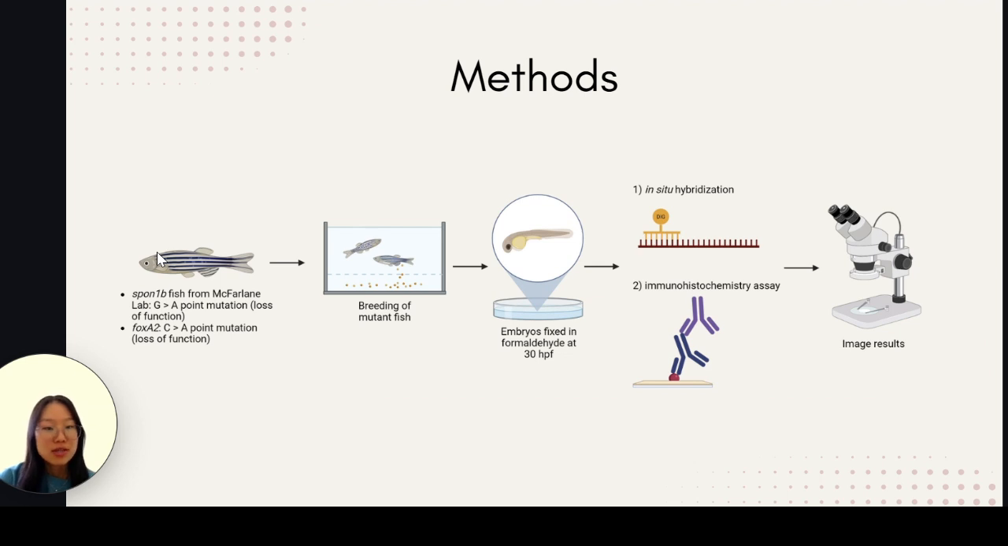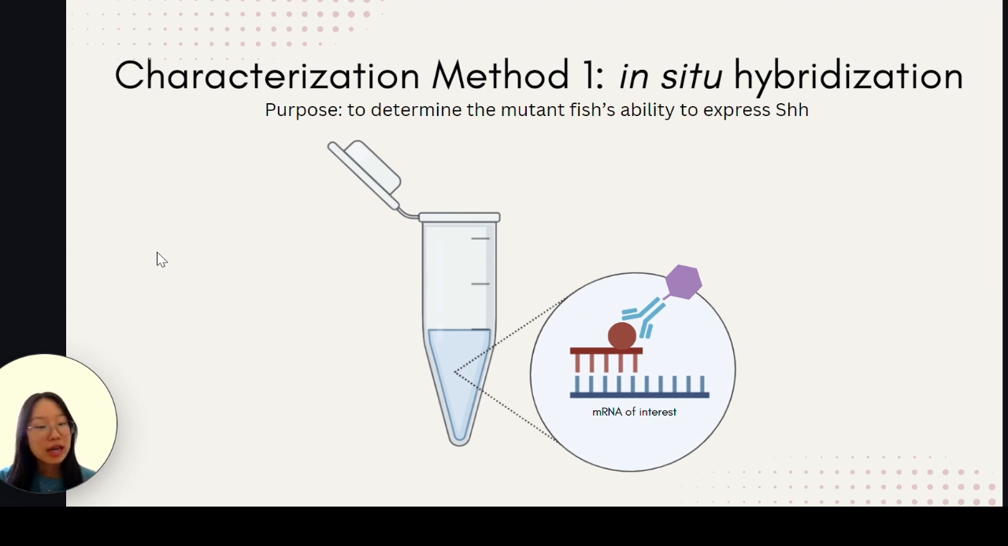To do this, I used fish that had a non-functional version of the gene of both spondin and foxA2, and these fish were bred, and the embryos that I collected, I used to run different staining experiments on. The first characterization method, the first staining technique, was in situ hybridization. What this does is it labels mRNAs of interest, so genes that make an mRNA, and then we are trying to identify those mRNAs and how much of the gene is being expressed within the fish.